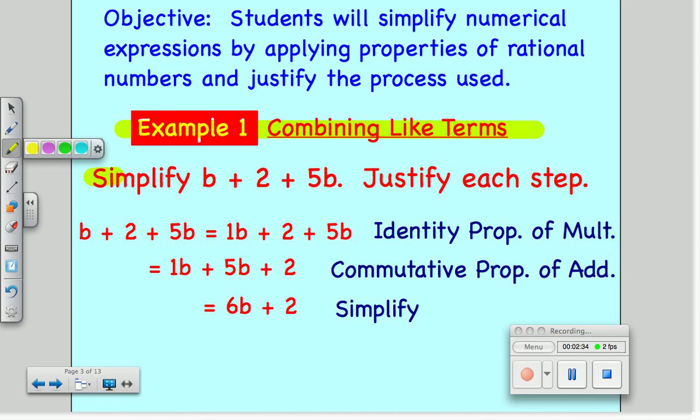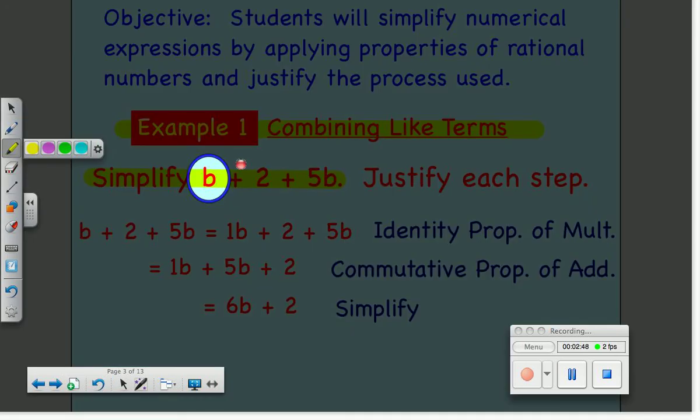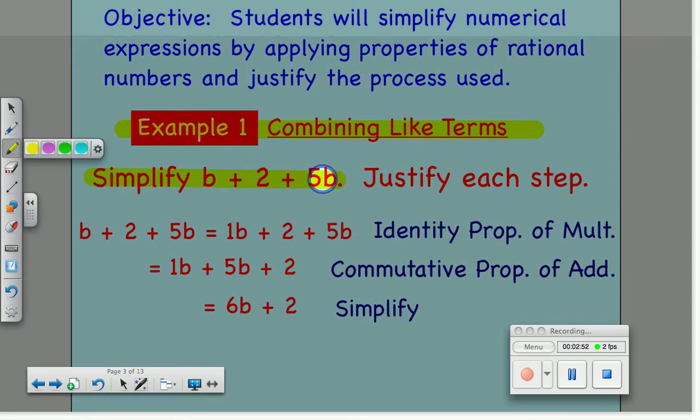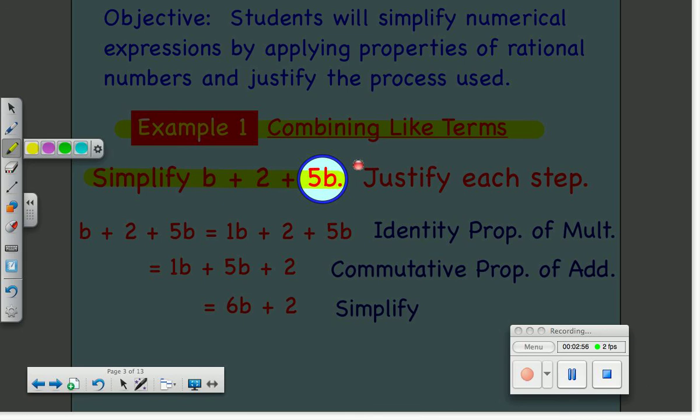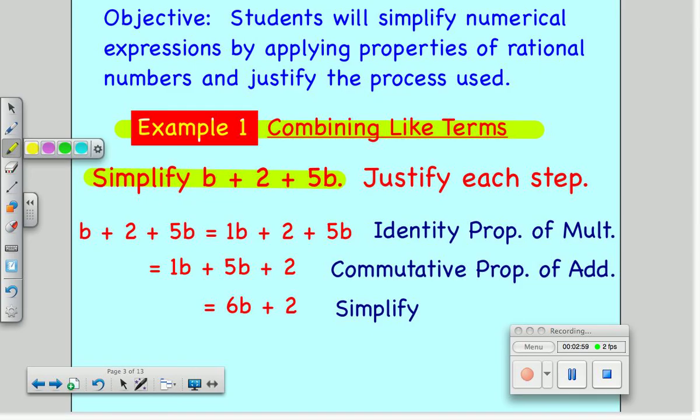So combining like terms. Simplify b plus 2 plus 5b. The only like terms here are b and 5b because they both have b. Those are the only two that you can combine. When you have b, it's the same as 1b. So I can add 1b plus 5b because they both have the variable b. So 1b plus 5b is 6b, which is how I got this here, 6b plus 2.